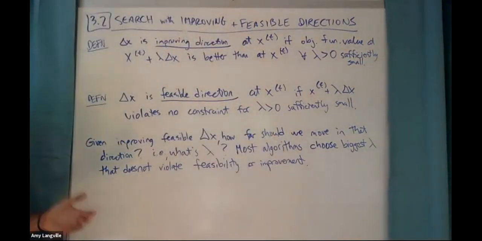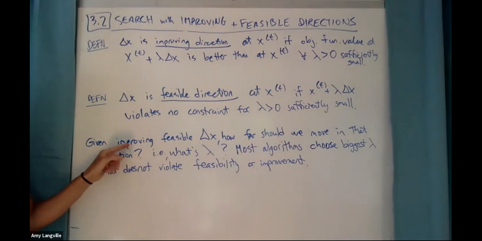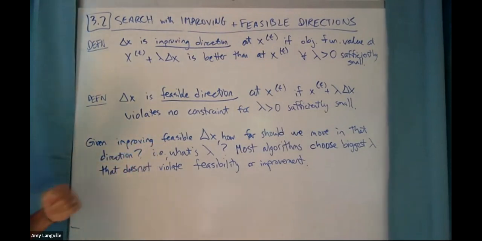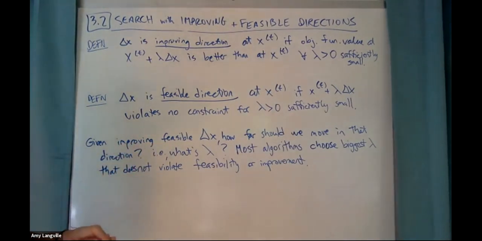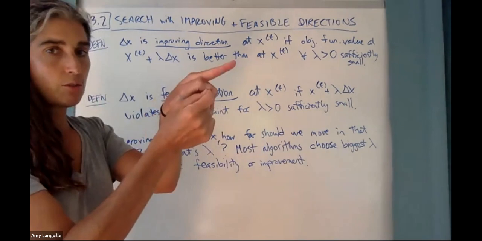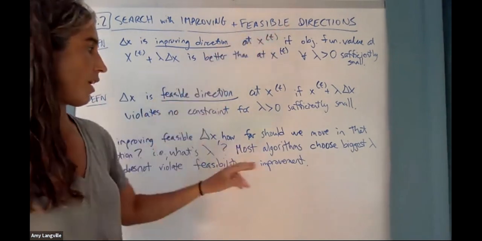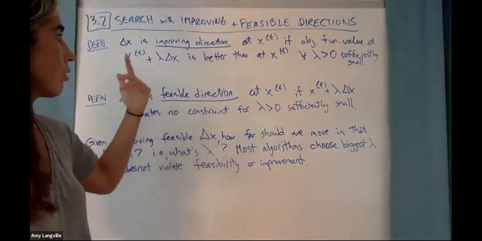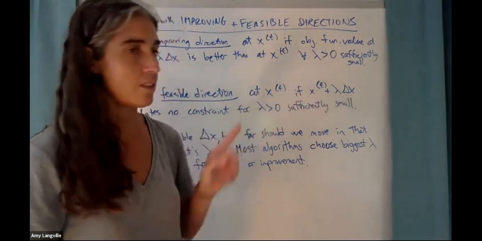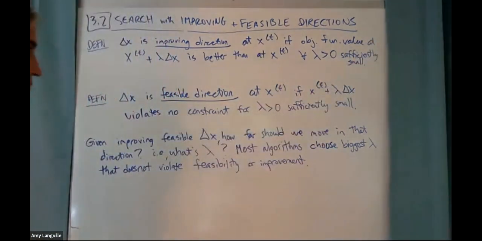Next thing, given that we have figured this out, we have these two adjectives worked out. We have improving feasible delta x. How far should we go in that direction? Well, another way of saying that, you're at some point, you have a direction, how far do you go? That has to do with your lambda right here, in your update rule. It tells you how far to shoot off in that direction.